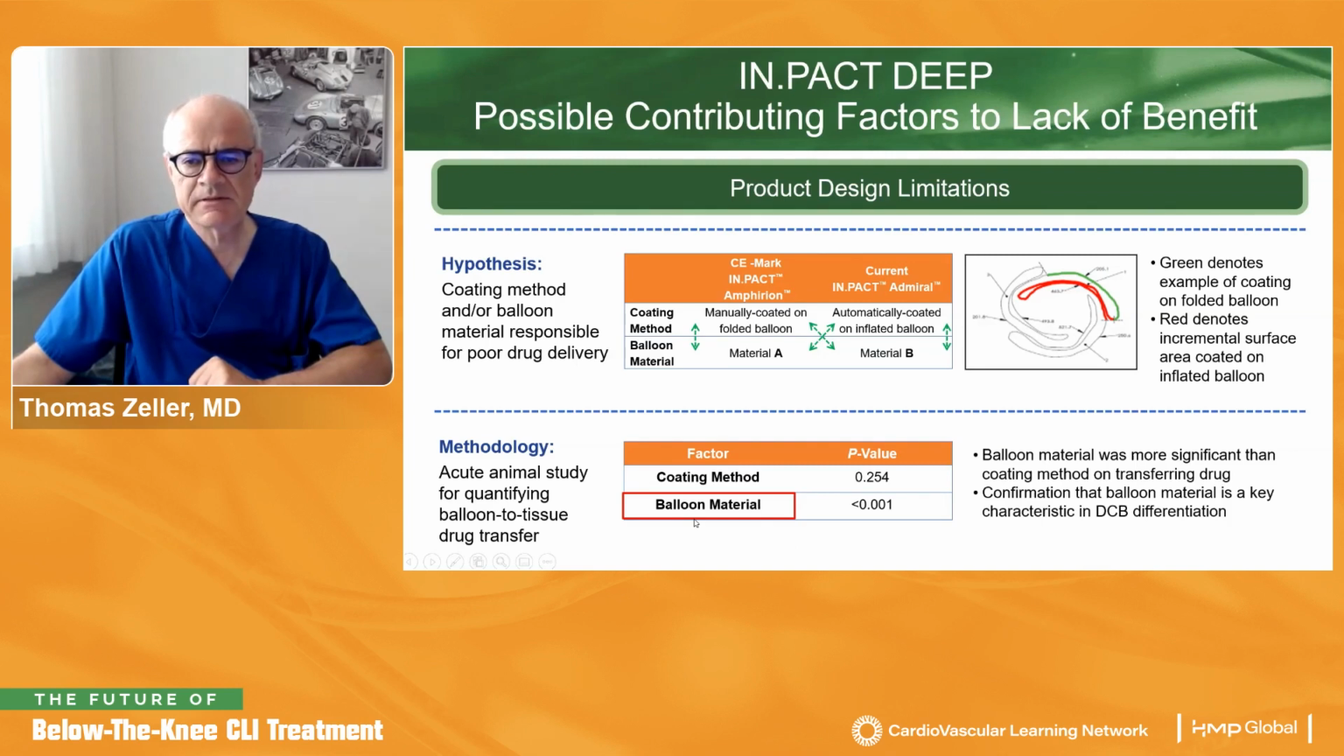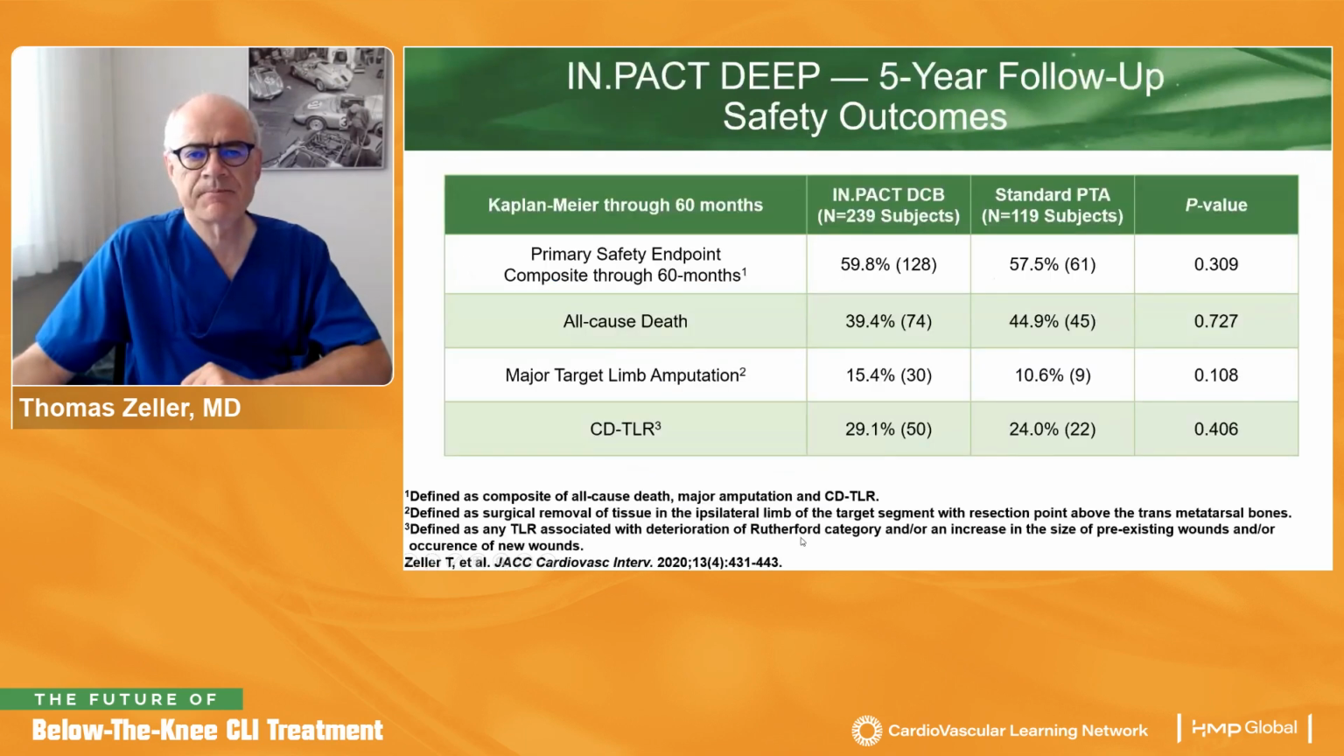So the plastic material of the balloon was different between the Amphirion balloon and the Admiral balloon. The drug was much more adherent to the surface of the Amphirion balloon as compared to the Admiral balloon, which was affecting negatively the drug release into the vessel wall.